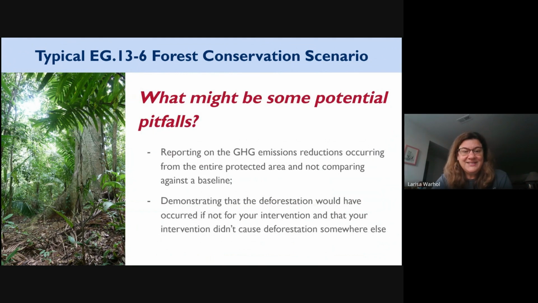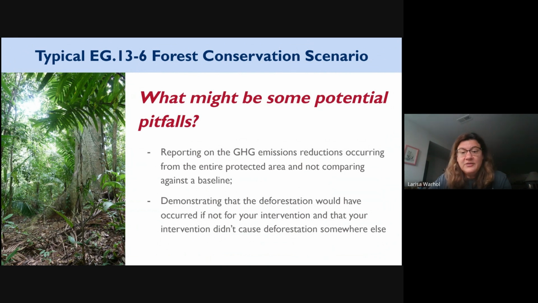What we typically see here is that people often don't do a baseline. And so when they're reporting what the entire protected area is in terms of greenhouse gas emission reduction, sequestering for the year, sometimes we've seen some really big numbers that, when we've gone back to ask, we've realized that people have not done a baseline. And so, again, I want to reiterate the baseline scenario there.